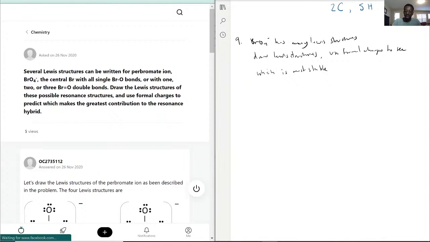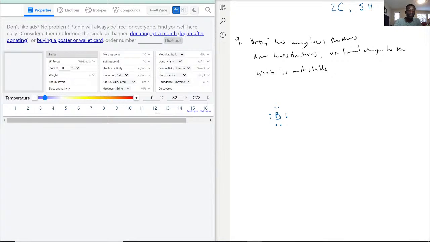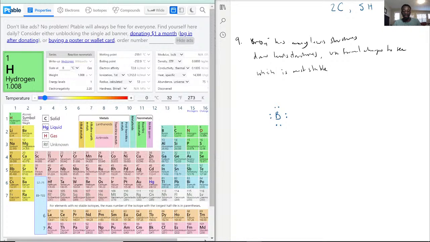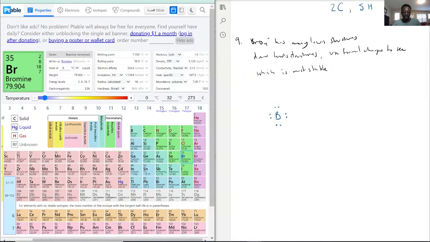So we have bromine, and they said a single bond on each one at first. A pretty good place to start would be to figure out how many electrons each is actually donating. So if you look at the periodic table, we have bromine being on the 17th column, so it's going to donate 7 electrons. Oops, that's boron. Bromine is with an R.